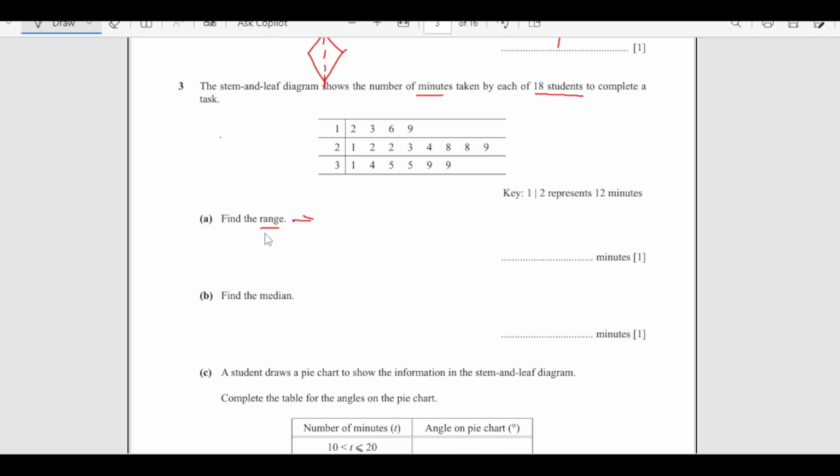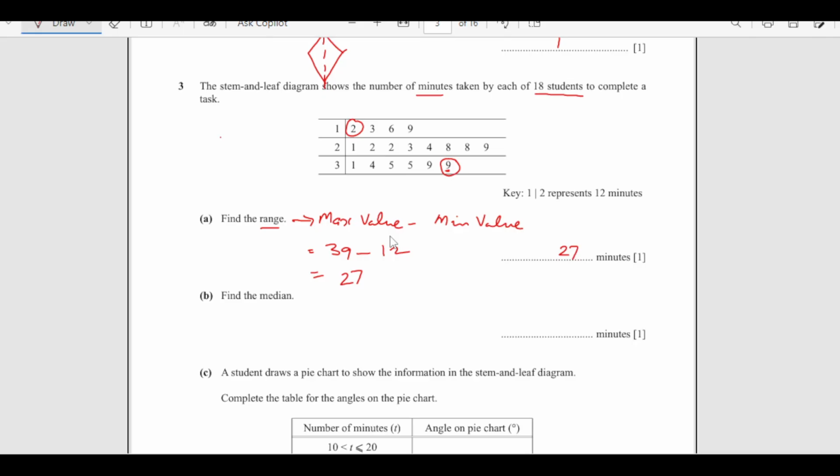What is range? Range is the maximum value minus minimum value, right? Maximum value here is, you can see, this is 39, and minimum value here is 12. So this is maximum and this is minimum here. 3 | 9 is 39, and 1 | 2 is 12. So we are going to subtract that. This comes out to be 9 minus 2, 7, 3 minus 1 is 2, so 27. Remember, you can't use a calculator here.